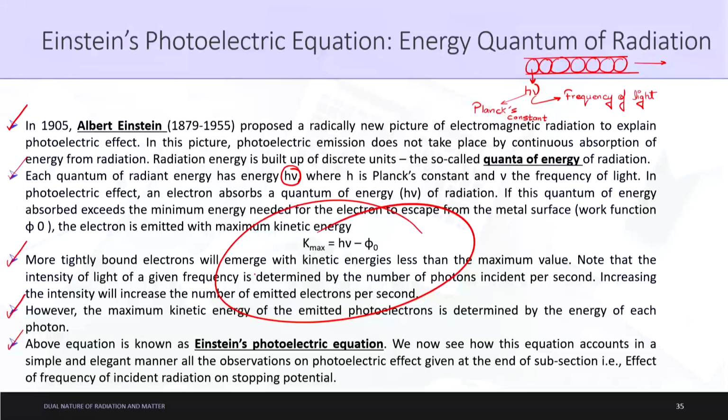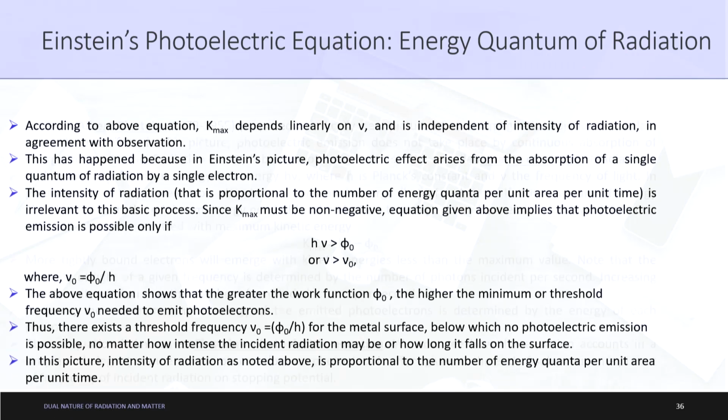And finally, as far as exams are considered, you can just remember this equation, that is K max is equal to H nu minus phi naught. What is H here? Planck's constant. What is nu here? Frequency of light. What is phi naught here? Work potential. Okay, and hence the maximum value of the kinetic energy can be obtained. Okay. So let me stop it here.